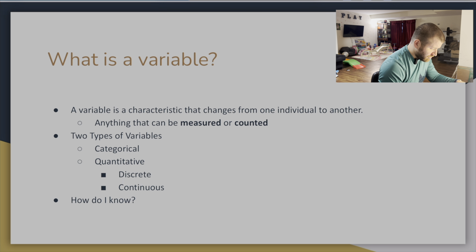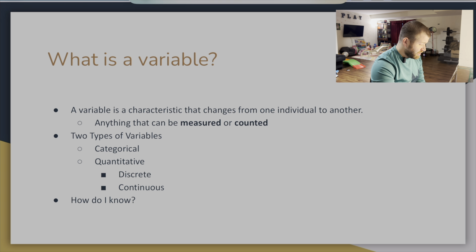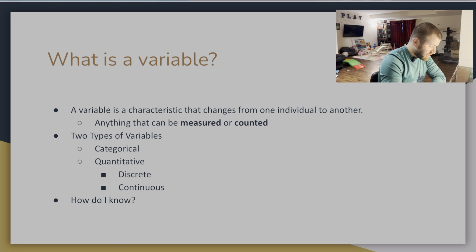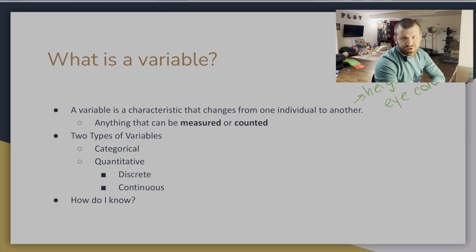So one way I like to describe it, this definition and the definitions on this page come directly from College Board. They define a variable as any characteristic that changes from one individual to another. Think about things like height, things like eye color, shoe size, any other example, you name it. They specifically go into things that can be measured or counted.